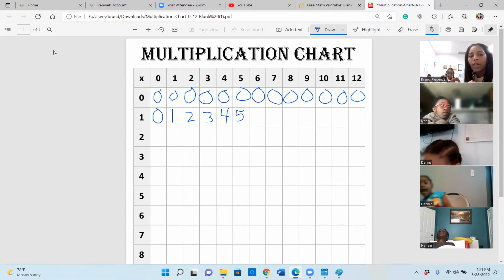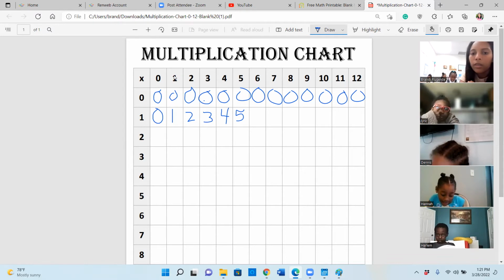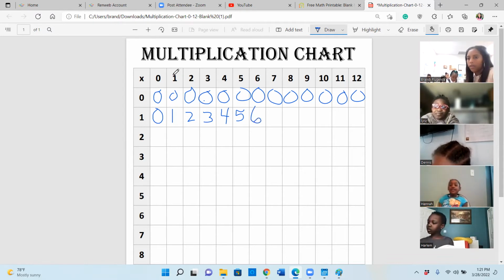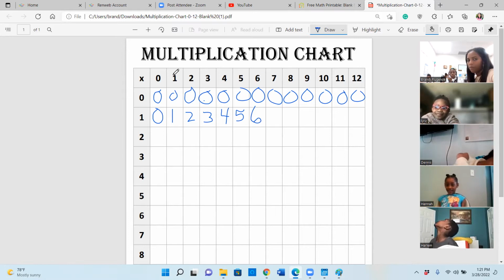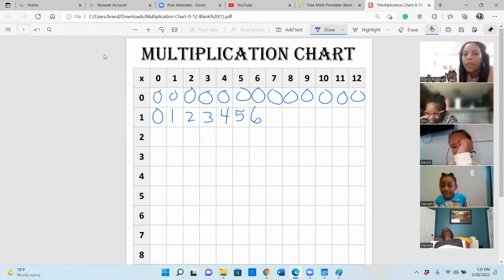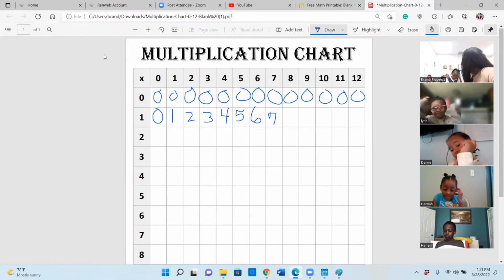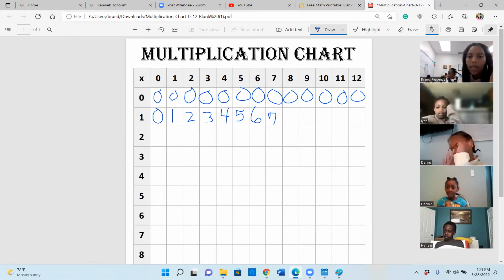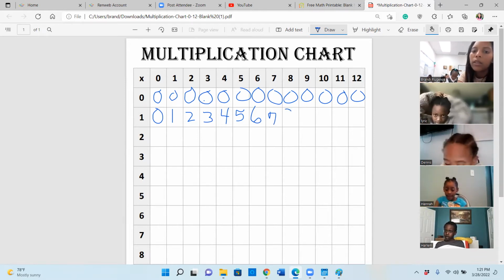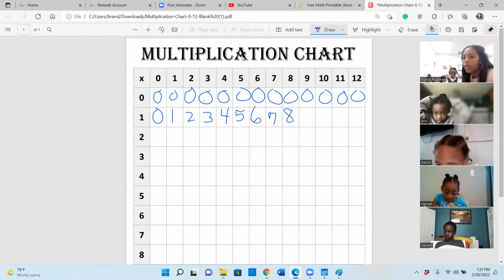Next, we have 1 times 6. That will equal 6. Next, we have 1 times 7. That will equal 7. Next, we have 1 times 8. That will equal 8. Then 1 times 9 will equal 9.